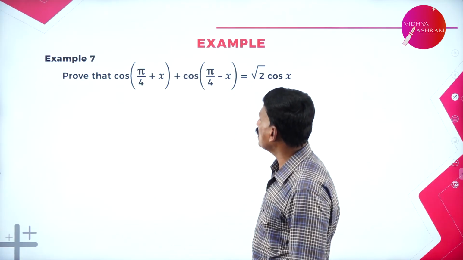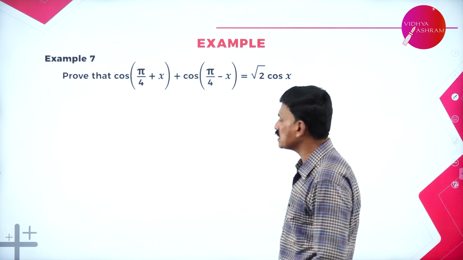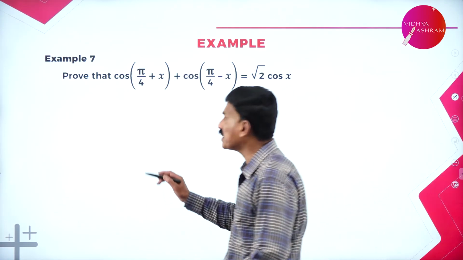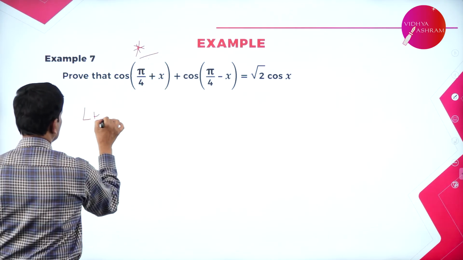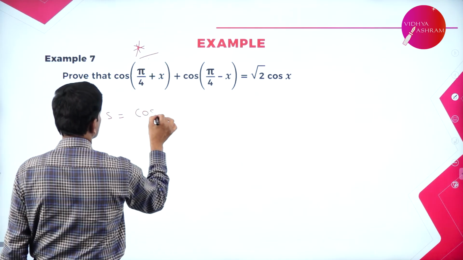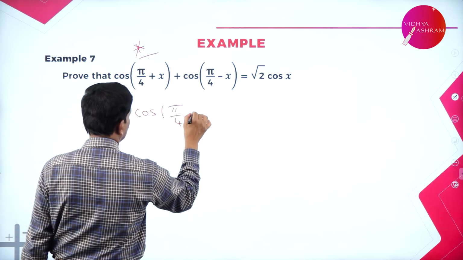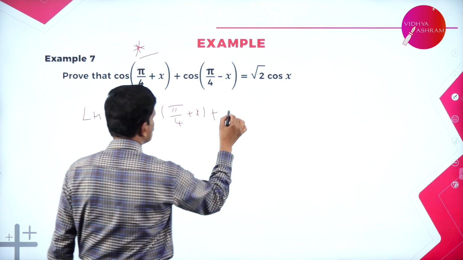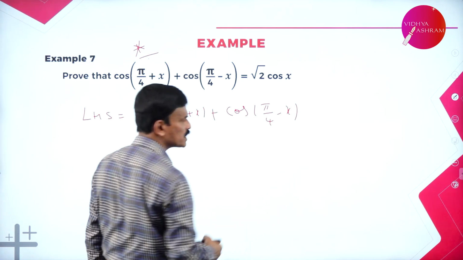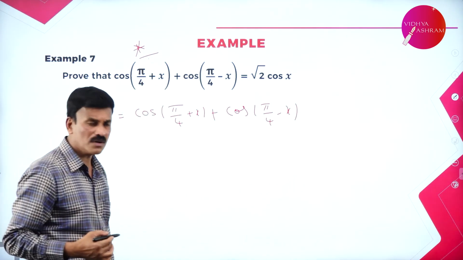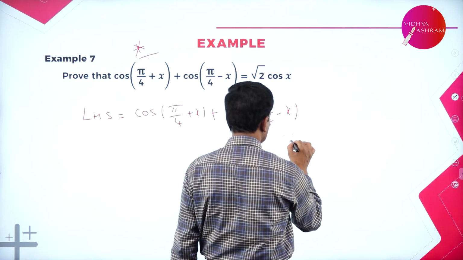Prove that cos of pi by 4 plus x plus cos of pi by 4 minus x is equal to root 2 cos x. This is a very simple problem and very important. Now let us take LHS. LHS is cos of pi by 4 plus x plus cos of pi by 4 minus x. Very simple. Straight away substitute the formula for this. We know what is cos a plus b.